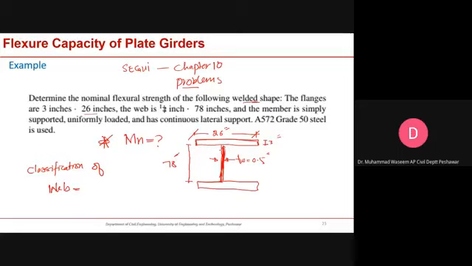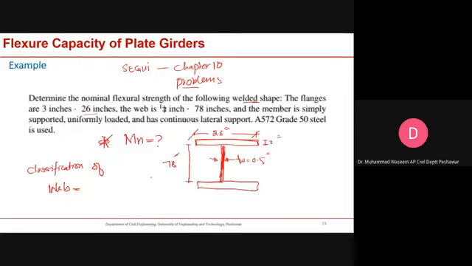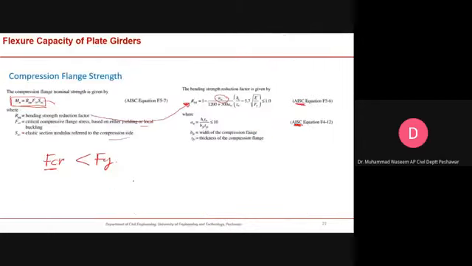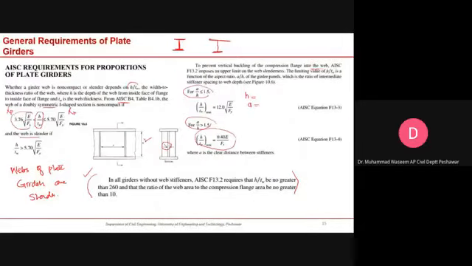Now how are we going to check it? First we have to find this ratio. This is the height to thickness ratio of the web, and then you have to compare it with some equations. I will go back, and I will highlight those equations. We have to compute this one, and then compare it with this, to find the classification of the web.